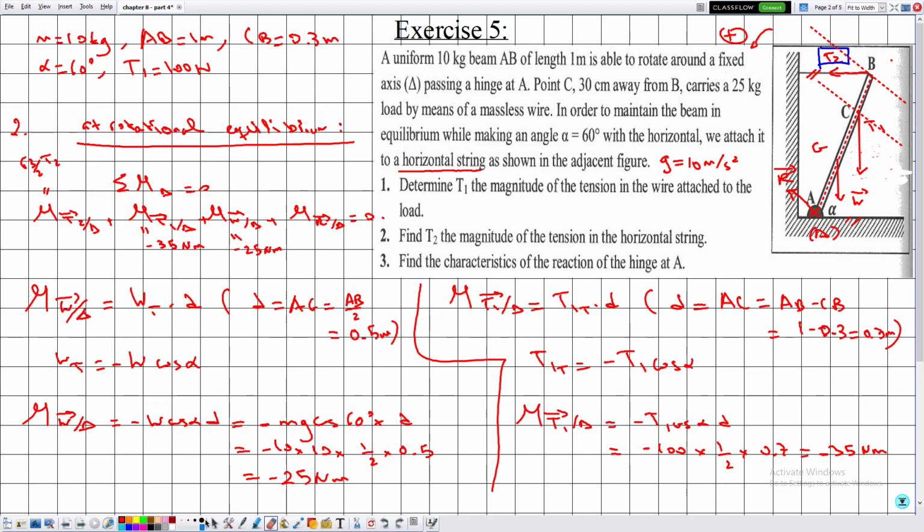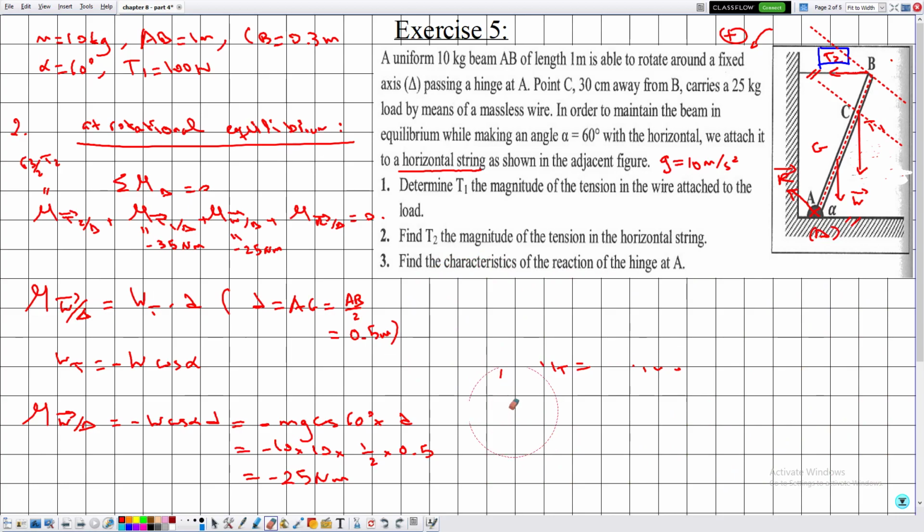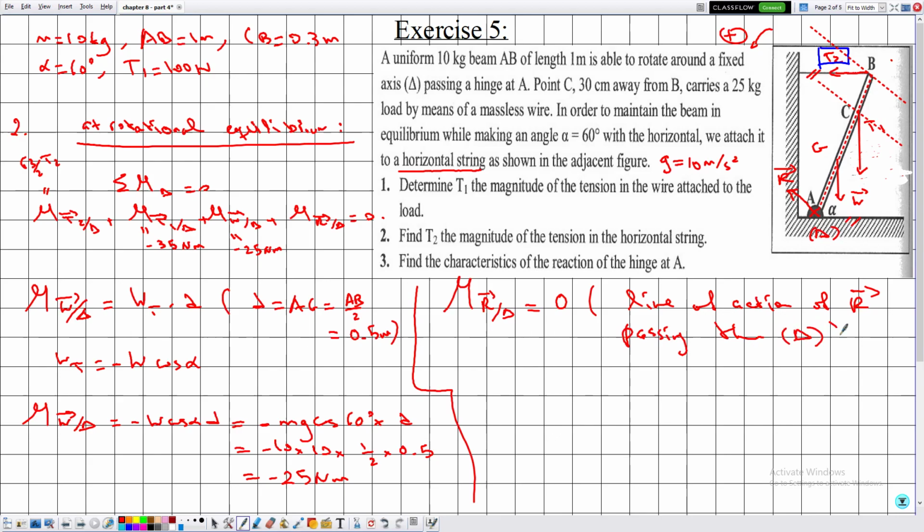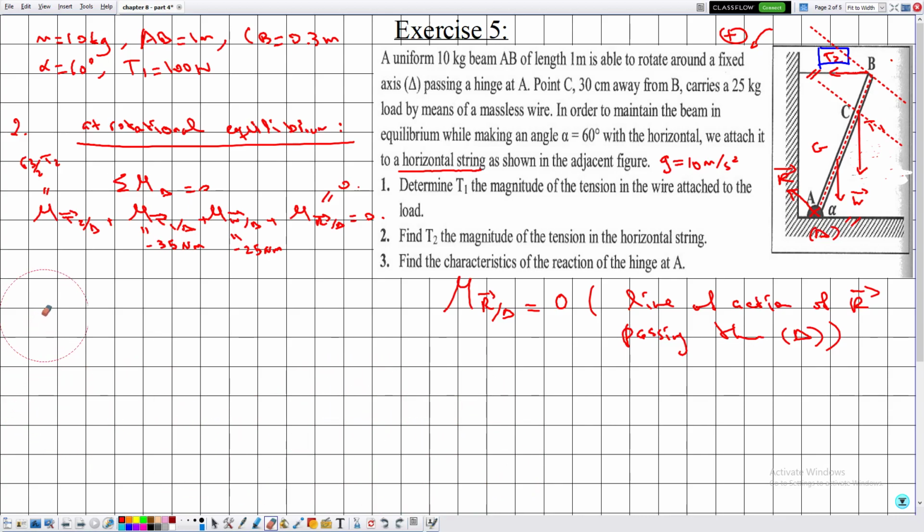And finally, the moment of the reaction R around delta is equal to 0, since the line of action of R passes through delta. So this is 0. Now we are ready to solve this linear equation.